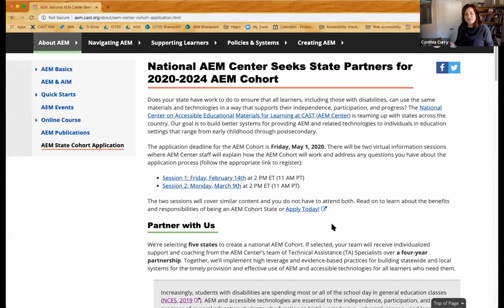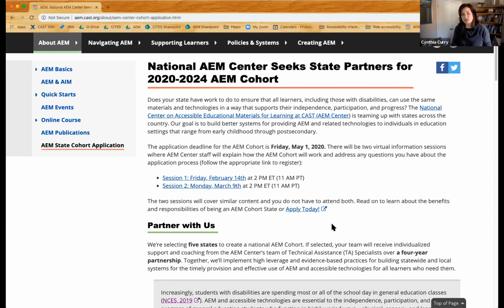So we're seeking 5 states to collaborate with us on this AIM State Cohort opportunity. We want to make sure that every state has what they need to build capacity so that learners with disabilities in your state have access to accessible materials and technologies at the same time as their peers. In this current AIM Center, we are working toward providing technical assistance to multiple stakeholder groups: early childhood, K12, higher ed, workforce, and families.